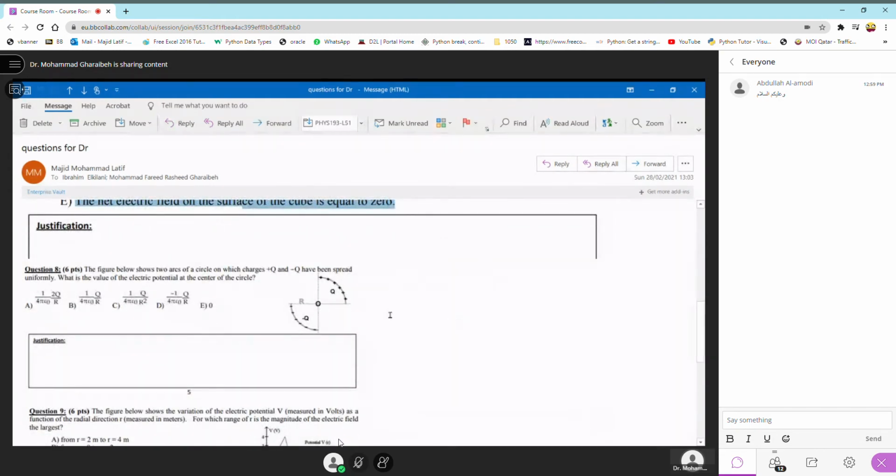The figure below shows 2 arcs of circles, one plus, one minus. What is the electric potential at the center of the circle? What do you think, simply? I think it's 0, doctor. Yeah, because of symmetry. One is positive, one is negative, and both are at the same distance.